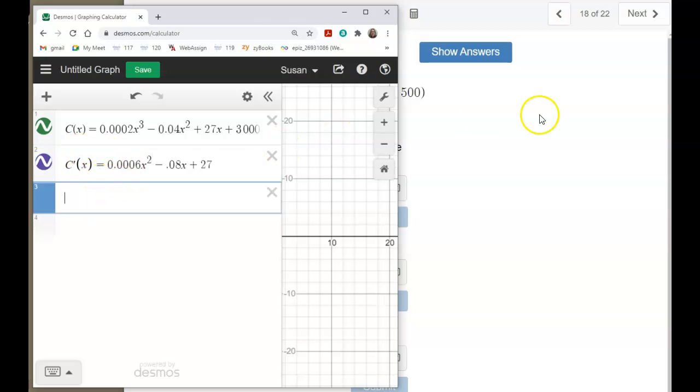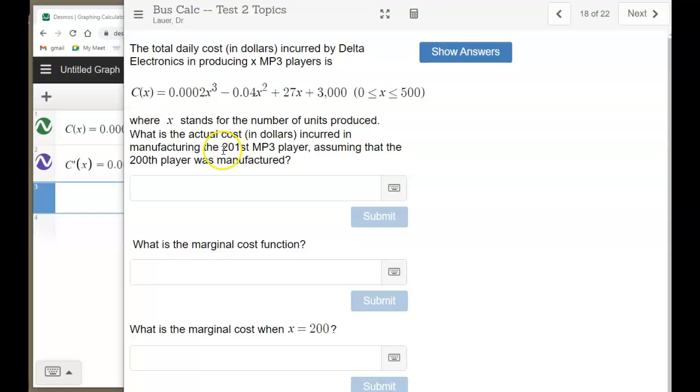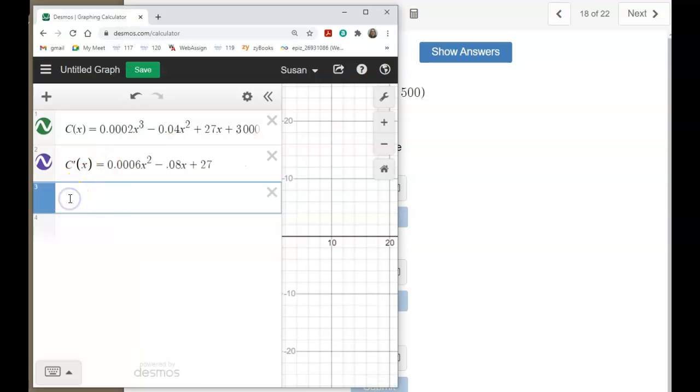So it's asked me for the actual cost between the 201st and the 200th. So that's actually c of 201 minus c of 200. So this would be the cost of producing the 201st unit. The total cost of the 201st minus the total cost of 200 gives me just that one unit. So here's my answer of 35.08 to 3 decimal places. It would give me 35.08.